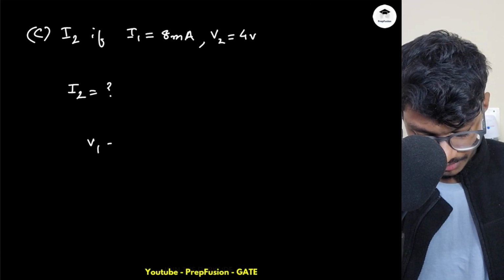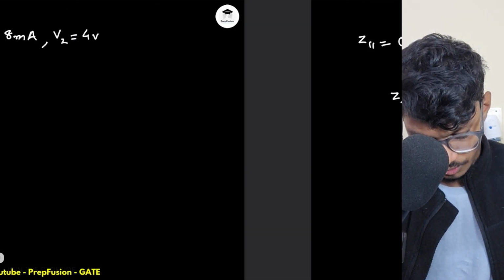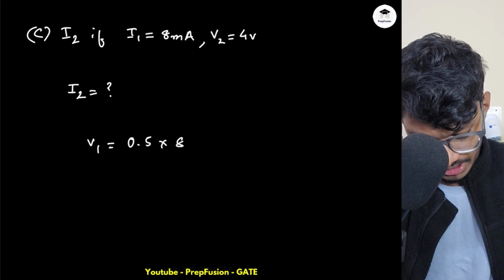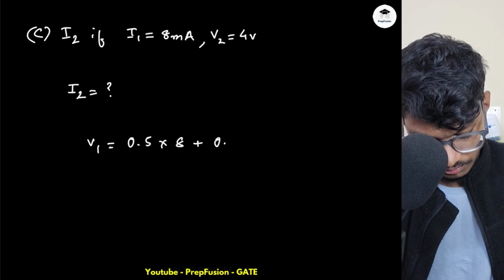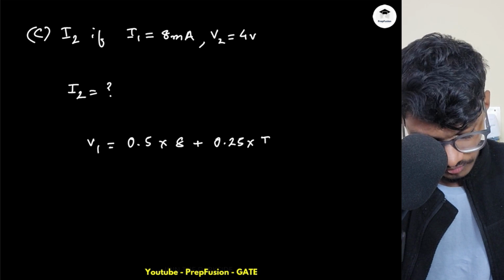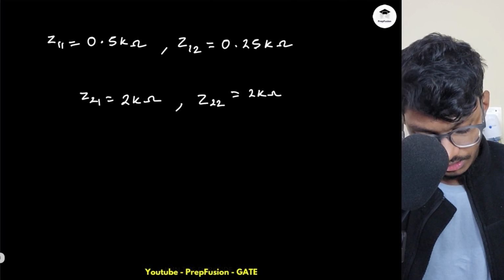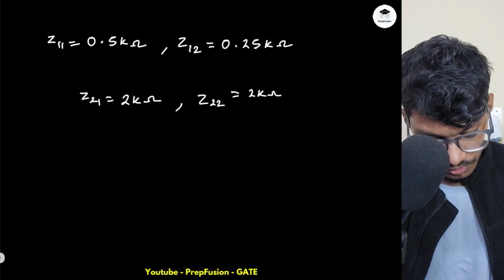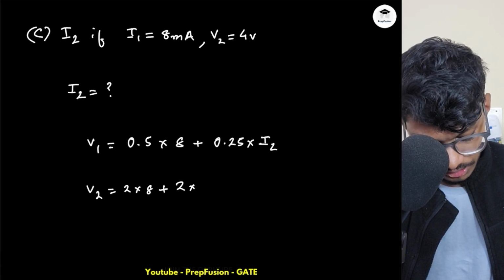Again I will write the Z parameter equations: V1 equals Z11 into I1. Z11 is 0.5 into I1, they have given me 8 milliamperes, plus Z12 is 0.25 into I2, which I don't know. I2 I have to find out. V1 also I don't know. Then V2 equals Z21, that is 2 times I1, which is 8, plus Z22, which is 2 times I2. I2 I don't know.